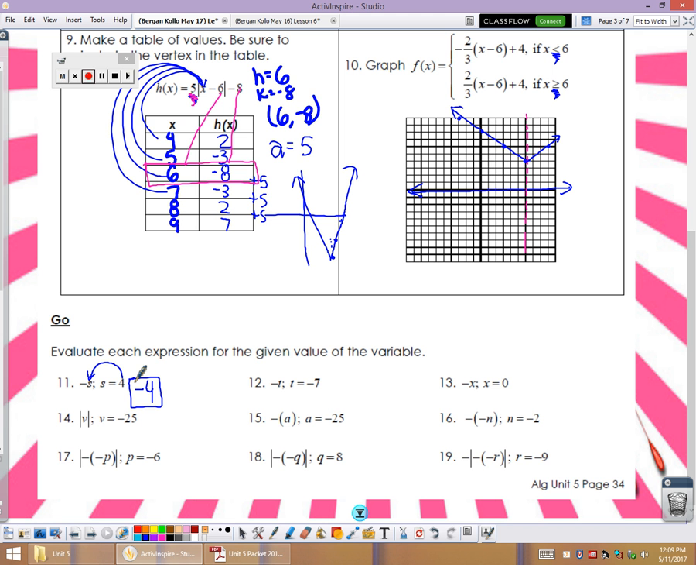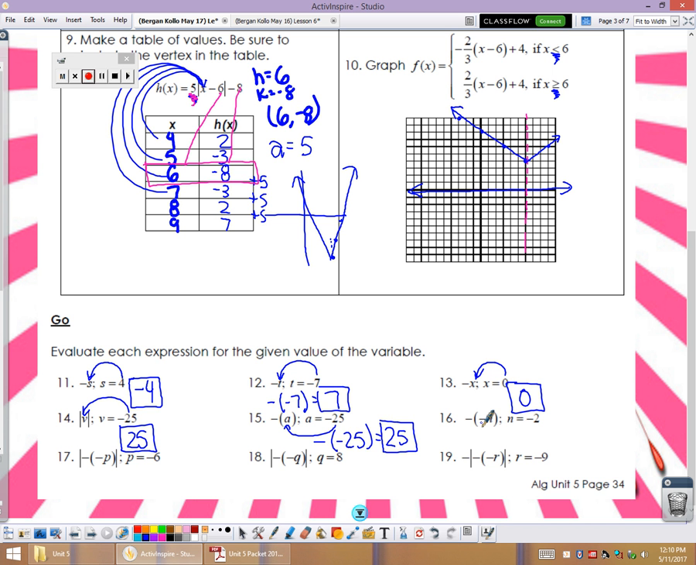All right, number 12, if I plug in negative 7 here, well, it's already negative, and I plug in negative 7, I get positive 7. Here, if I plug in 0, we know anything times 0 is 0. Here, this is the absolute value symbol, plug that in, I'm going to get positive 25. Here, if I plug negative 25 in, and there's a negative on the outside, so it's a negative, and then I plug in negative 25, that's going to be equal to positive 25.